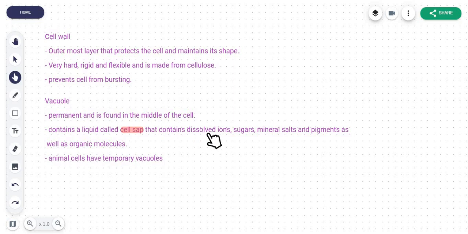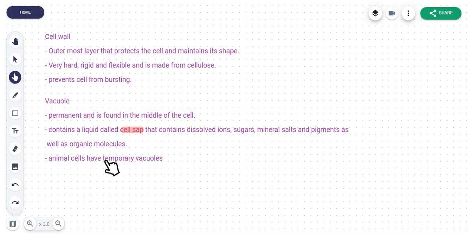It contains dissolved ions, mineral salts, some sugar, and some pigments. The pigments are responsible for the color of the plant. Like a rose, which is red because the red pigment is found in the vacuole of that rose flower. It also contains some organic molecules, may contain carbon dioxide and oxygen as well, some waste products, etc.